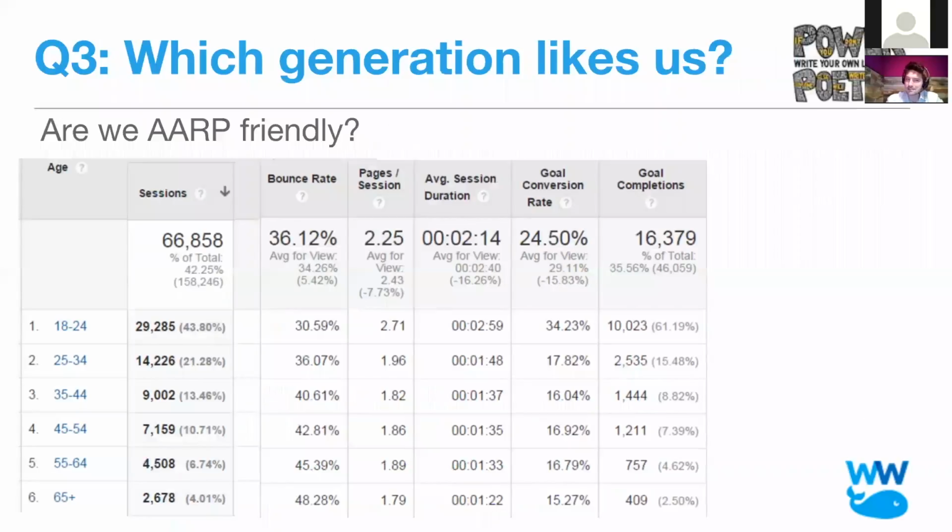Okay, question number 3. Which generation likes us? Are we AARP friendly, or maybe not? Inside of Google Analytics, they do sample data that give you age demographic range. Now, this isn't pixel perfect, but it is certainly good enough to draw macro conclusions of your data. So in this example, we have the different age ranges over here, going through 35, 45 to 54, age broken down by sessions, bounce rate, pages per session.